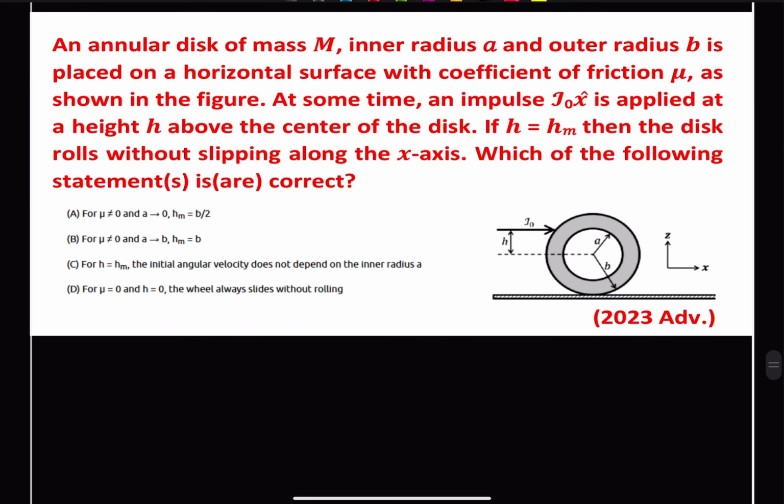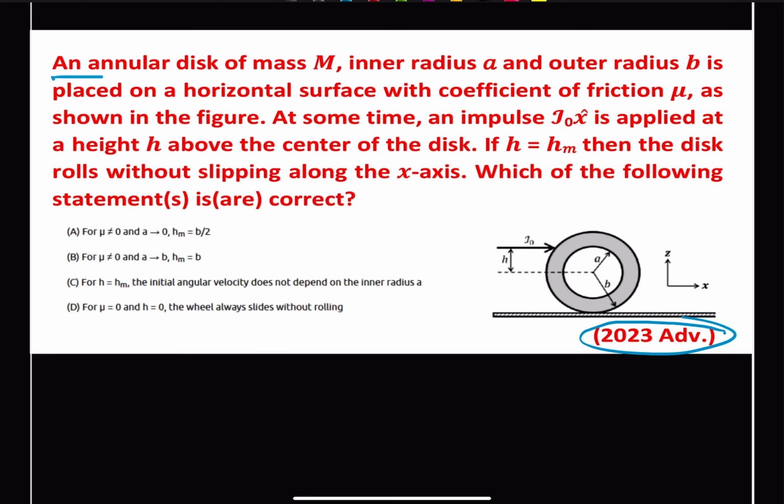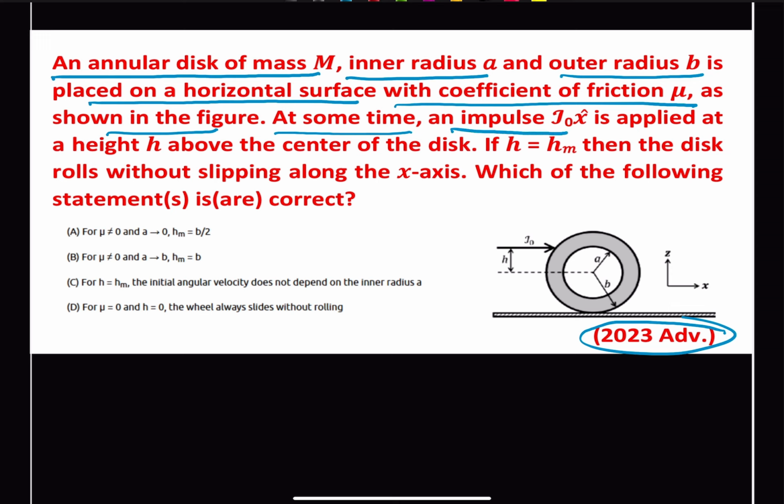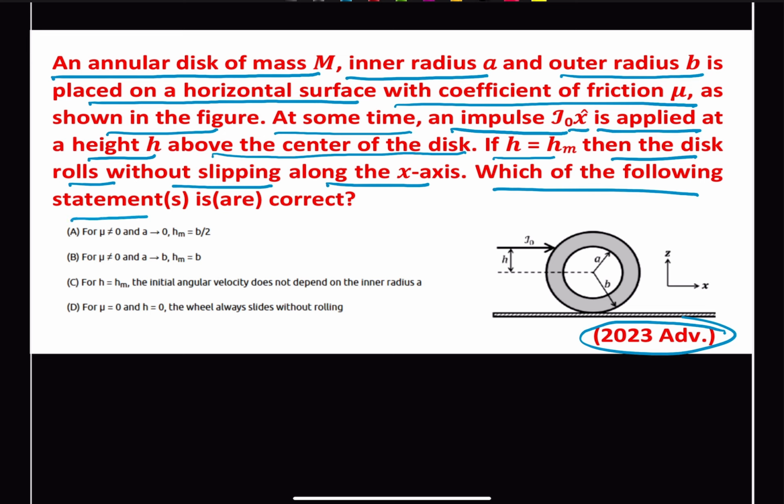It was also asked in the year 2023 Advanced, and it states that an annular disk of mass m, inner radius a, outer radius b, is placed on a horizontal surface with the coefficient of friction mu as shown in the figure. At some time, impulse J naught x unit vector is applied at the height h of the center of the disk. If h is equal to hm, then the disk rolls without slipping along the x-axis. Which of the following statements is or are correct?